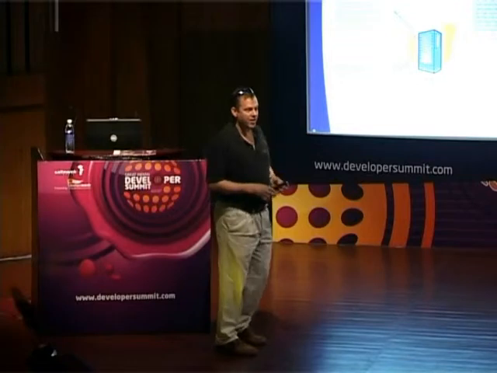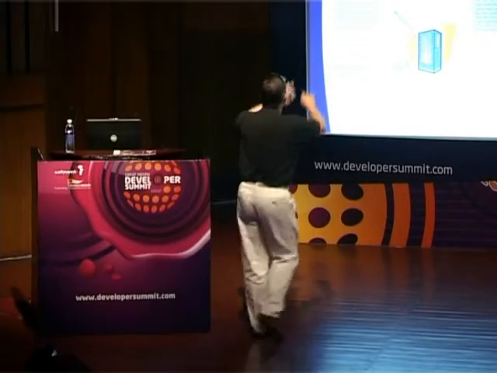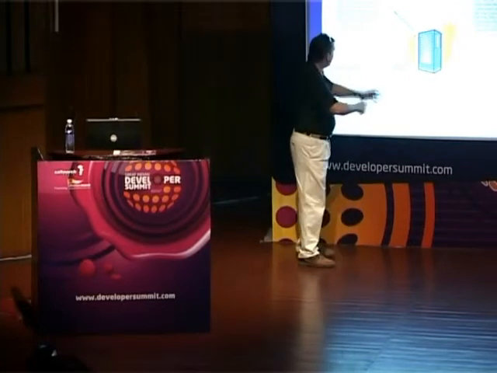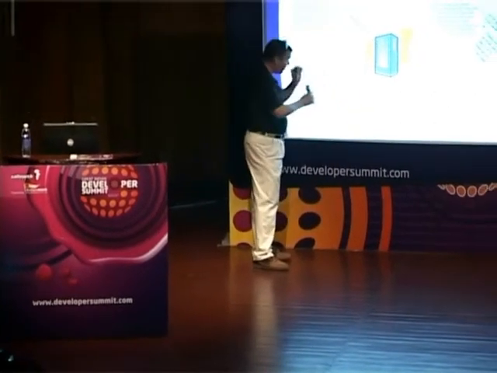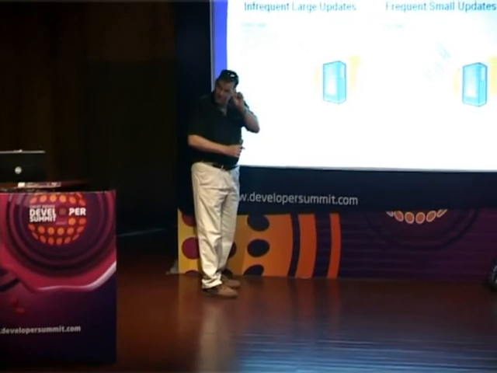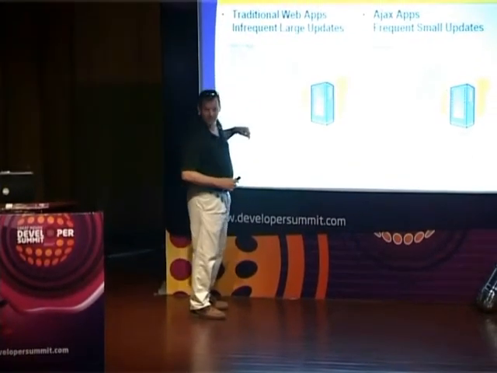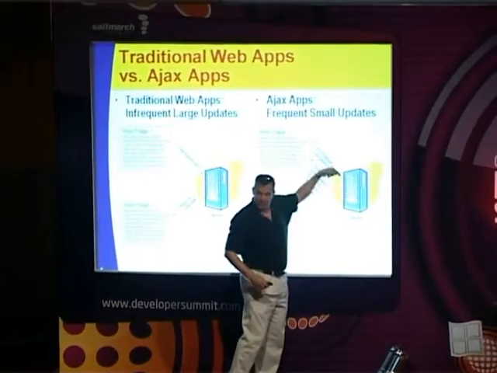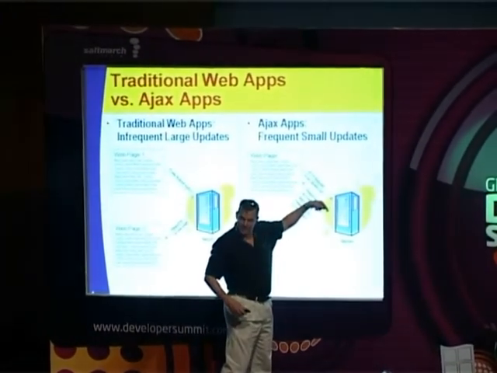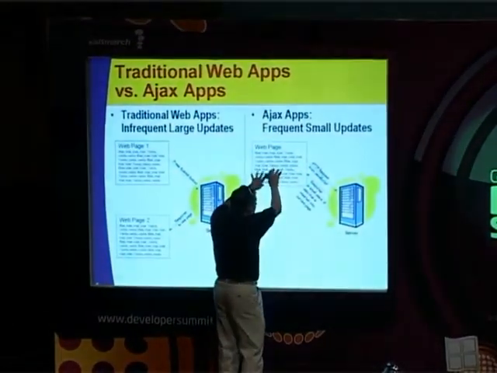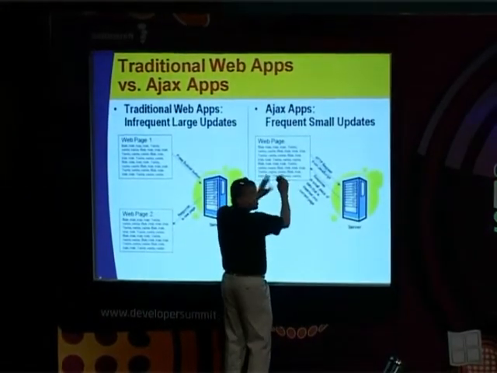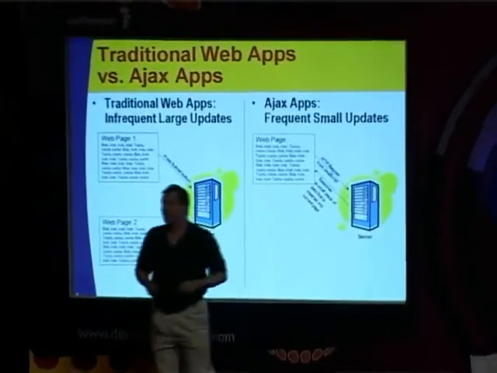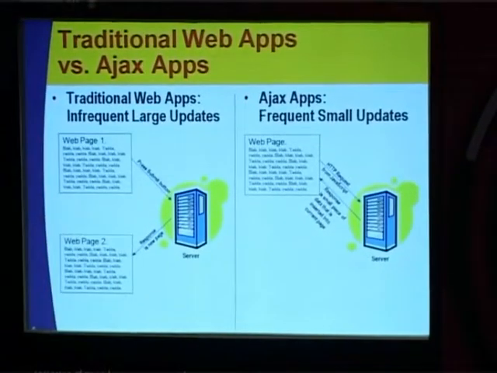So in a regular web application, you fill out a form, you press submit, and you wait for a long time. And you get an entire new web page back, even if only one little tiny piece of the page has changed, and you can't do anything in the meantime. In an Ajax-based application, JavaScript fires off these little HTTP requests behind the scenes. You can keep working in the meantime, and then some data comes back, and it gets inserted into the page. So it's a smaller amount of data, and you can keep working in the meantime.